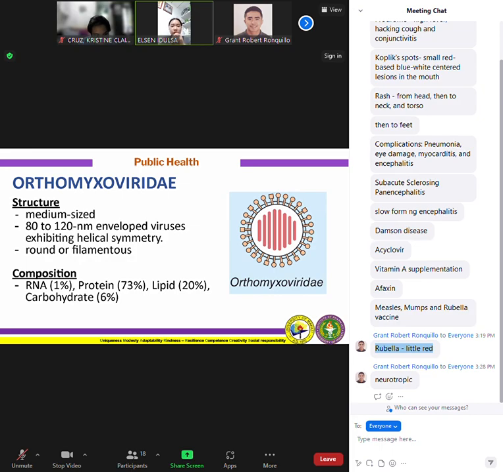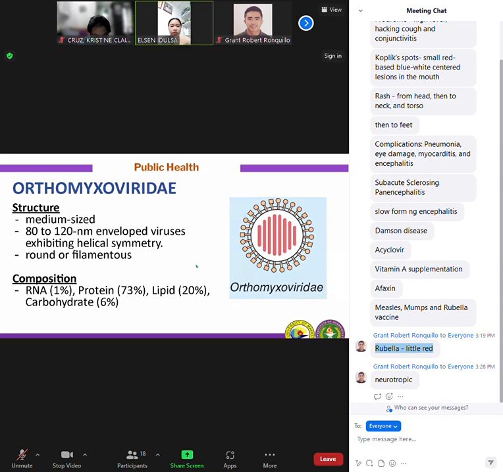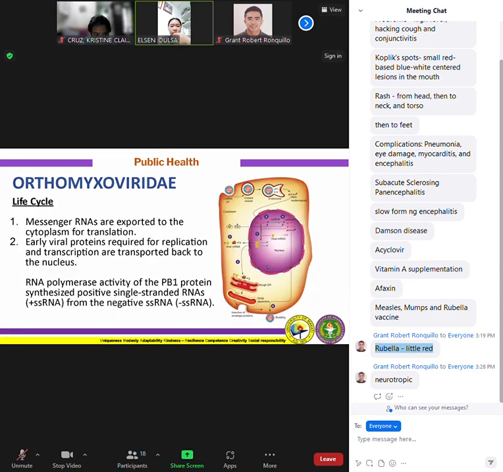So the structure of orthomyxoviridae are as follows. It is a medium-sized with an 80 to 120 nm envelope viruses exhibiting helical symmetry. It is also round or filamentous. Its composition, it is composed of 1% RNA, 73% protein, and 20% lipid and 6% carbohydrate. Next slide. So let's proceed naman po to the life cycle of orthomyxoviridae. Next slide.